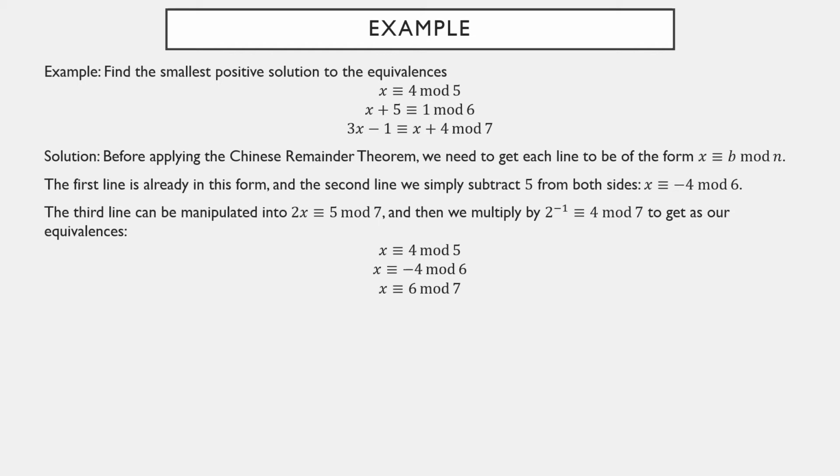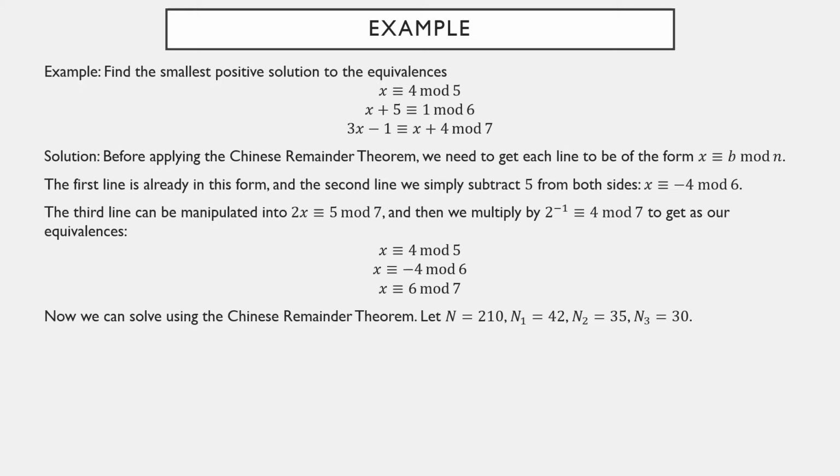The first was already x equivalent to 4 mod 5. The second, I subtracted 5 to get x equivalent to negative 4 mod 6. The third, I had to manipulate into the form 2x equivalent to 5, but after multiplying by the inverse of 2 mod 7, which was equivalent to 4, we got x equivalent to 6 mod 7. So now I have three modular equivalences, all of the desired form. We can proceed with our earlier technique.